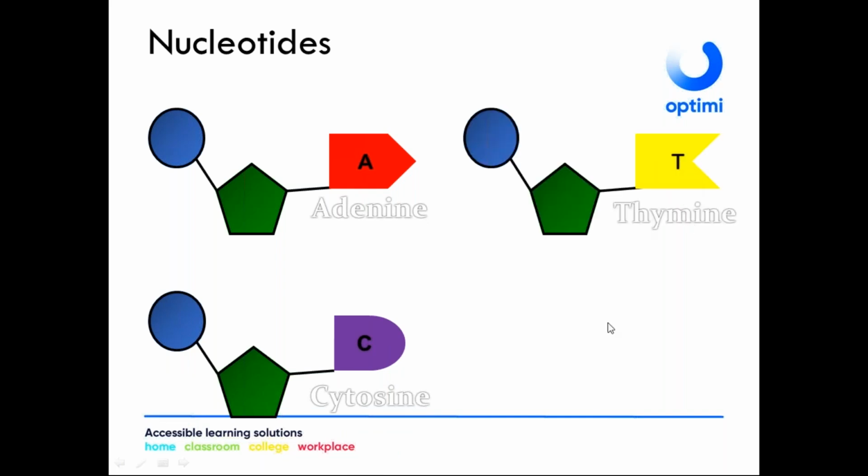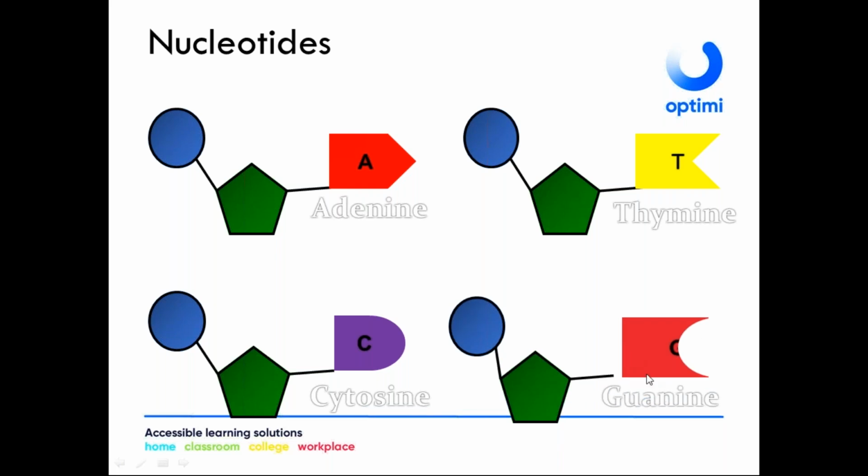We have thymine, labeled with a T, and we have guanine, labeled with a G. Okay, so those are the 4 nitrogenous bases that are found in nucleotides. These are called complementary base pairs because they are always paired together. Adenine always pairs with thymine, and guanine always pairs with cytosine, GC. As you can see, they are perfect fits for each other.